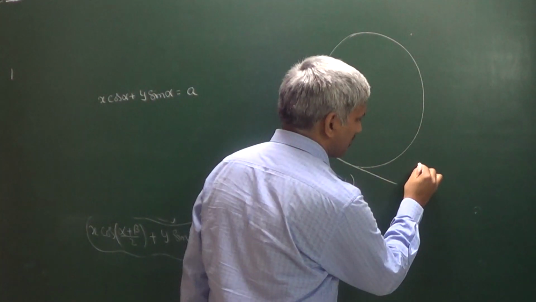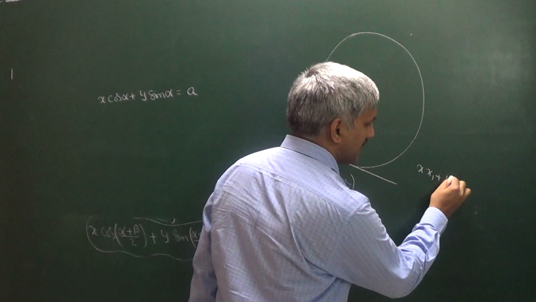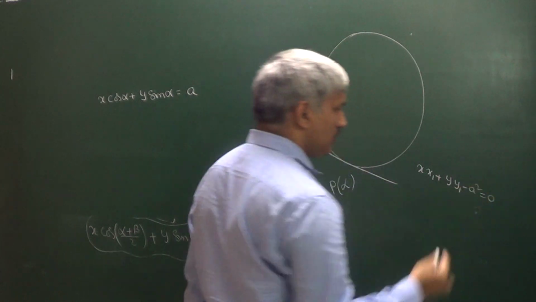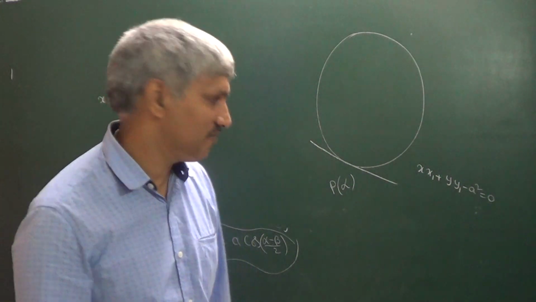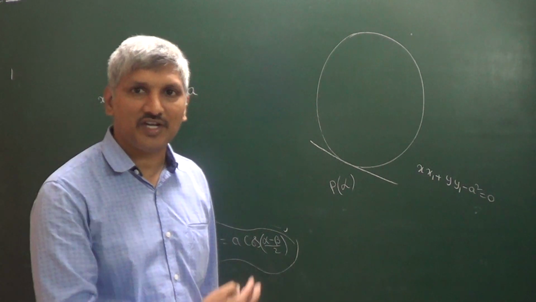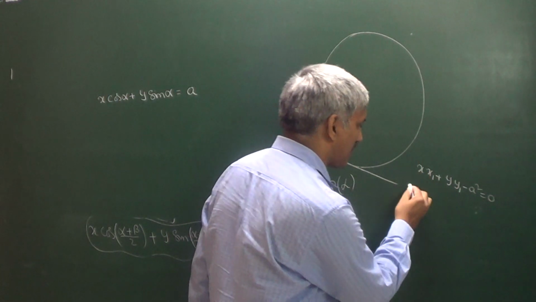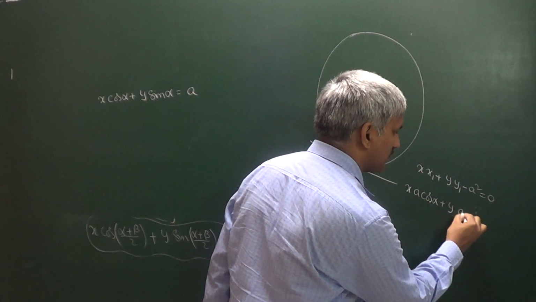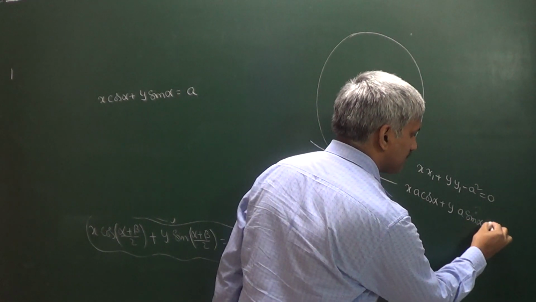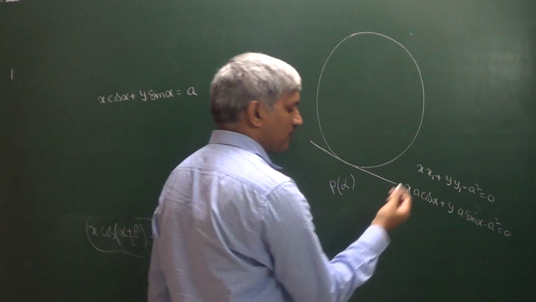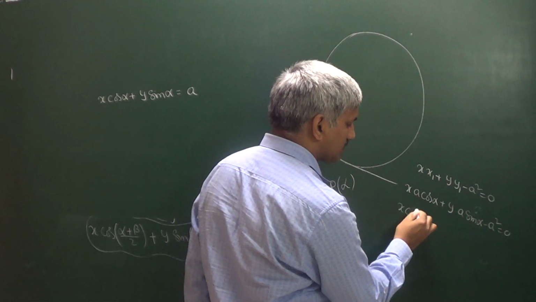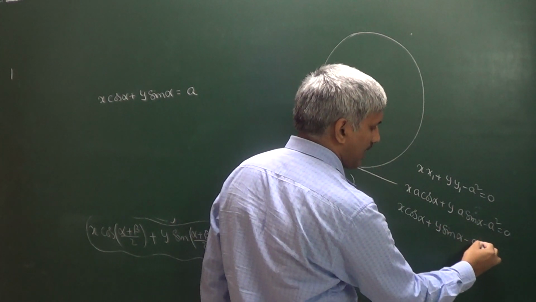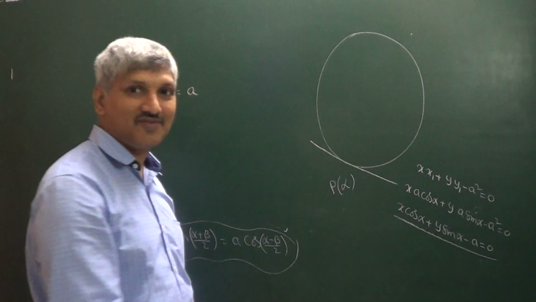It can be discussed in another way also. We know the equation of tangent at a point x1 y1: x x1 plus y y1 minus a square is equal to 0. Now what is our x1 y1? Our x1 y1 is a cos alpha, a sin alpha. That's why x into a cos alpha plus y into a sin alpha minus a square is equal to 0. Now a is common and cancels, then we will get x cos alpha plus y sin alpha minus a is equal to 0. So that is the equation of the tangent.